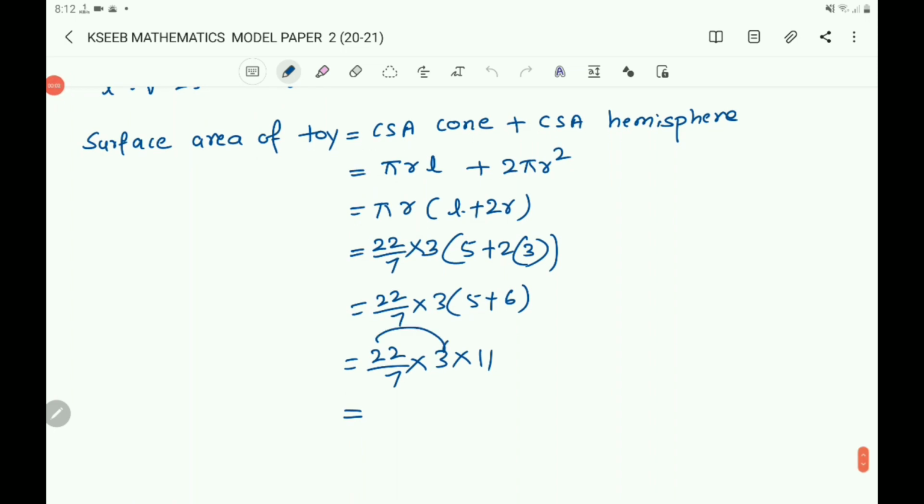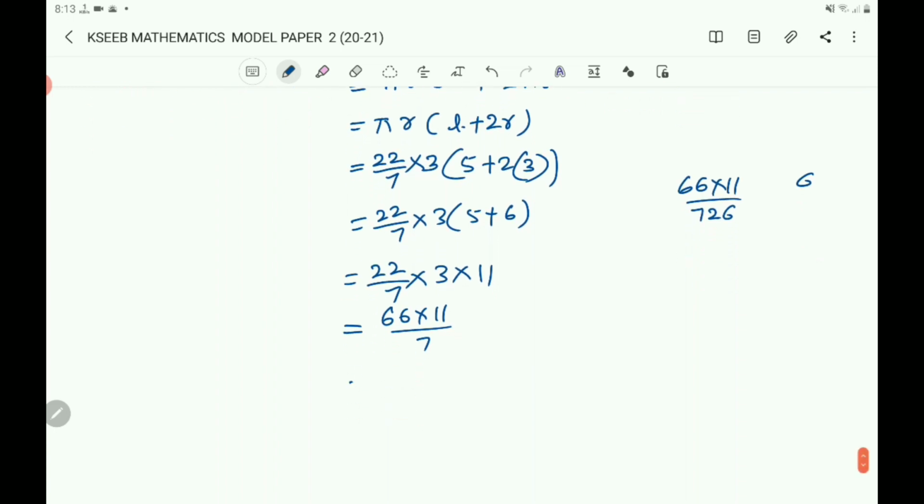Then you find the product of these three. So 22 into 3 is 66, then 66 into 11 by 7. 66 into 11: 11 6s are 66 plus 6, 72. So you get 726 by 7. That is the CSA of the toy, that is the total surface area of the toy.